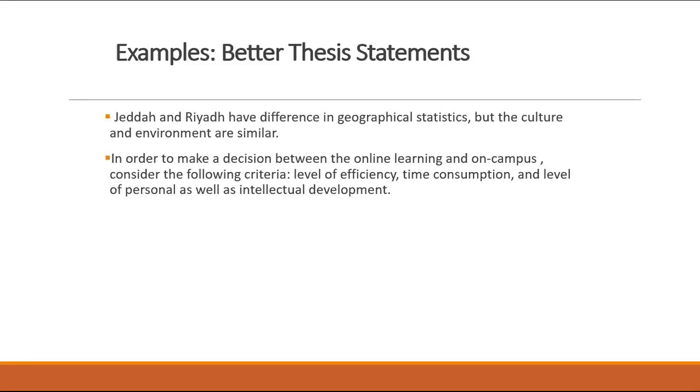So here the writer is depicting what special qualities he or she is going to mention, why he is comparing or contrasting these two particular subjects, and what is the basis behind his idea of coming up with this topic, right? So it's not a vague kind of thesis statement, but it's more clear. It's concise and it gives a clear idea to the reader.